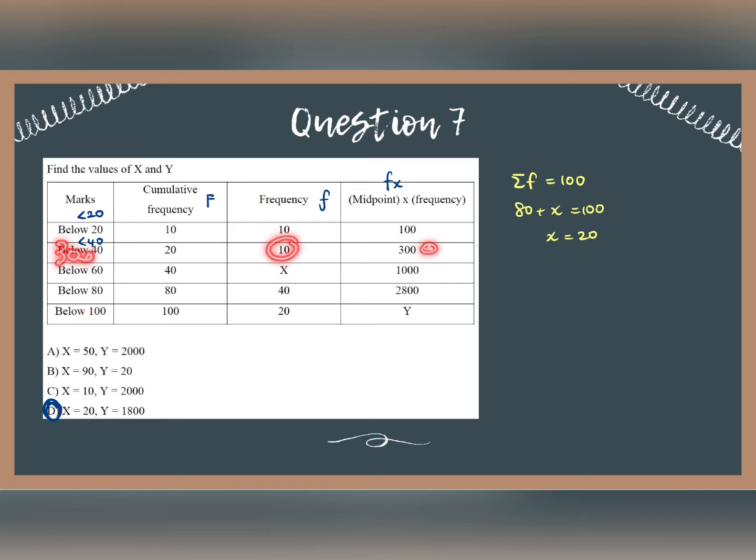So now kat sini kita dapat apa? So we know that between 80 dengan 100, so the midpoint will be 90. We multiply by the frequency, and the frequency is 20. So maksudnya dia adalah 1800. So betul lah, jawapan kita adalah D. Alright, so this is question number 7.